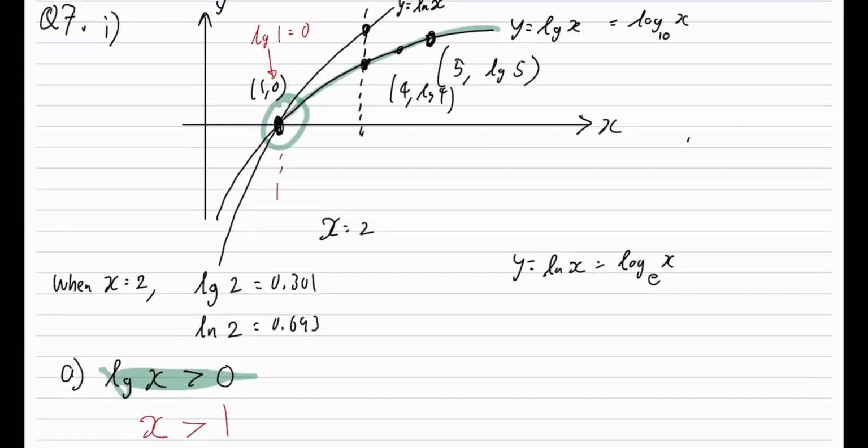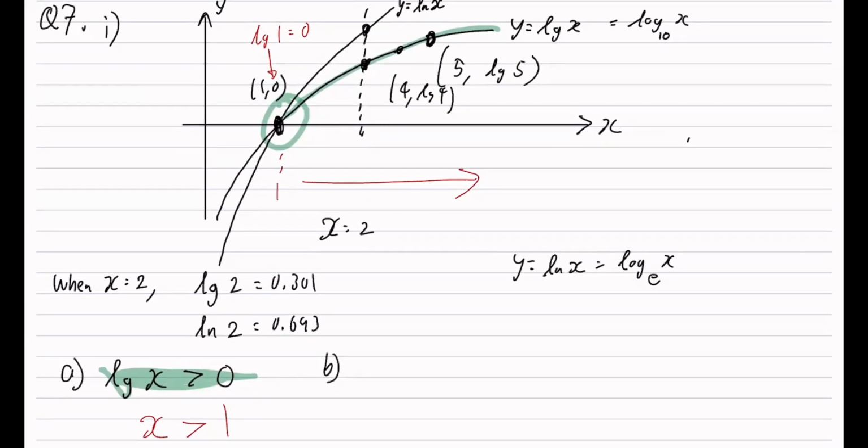Here is 1 and then you go to the right. But do you include 1? Do you need to put equal? If x equals 1, what's lg of 1? It's 0. Is it more than 0? No. So we don't include 1.